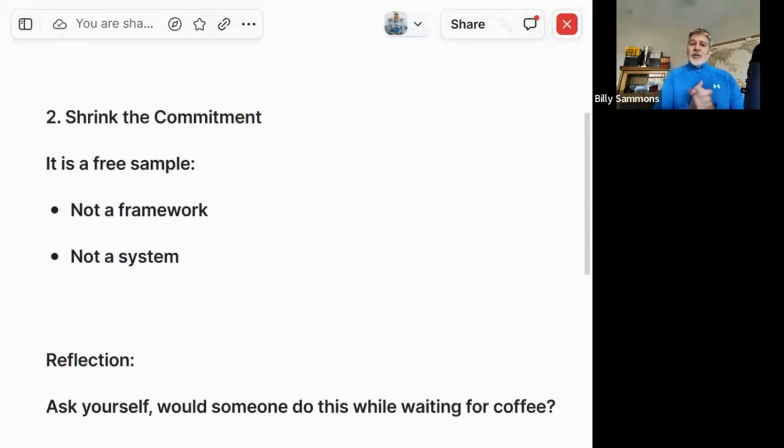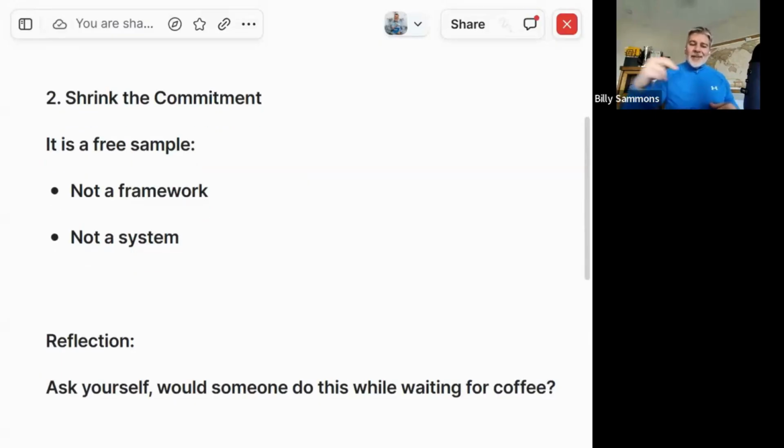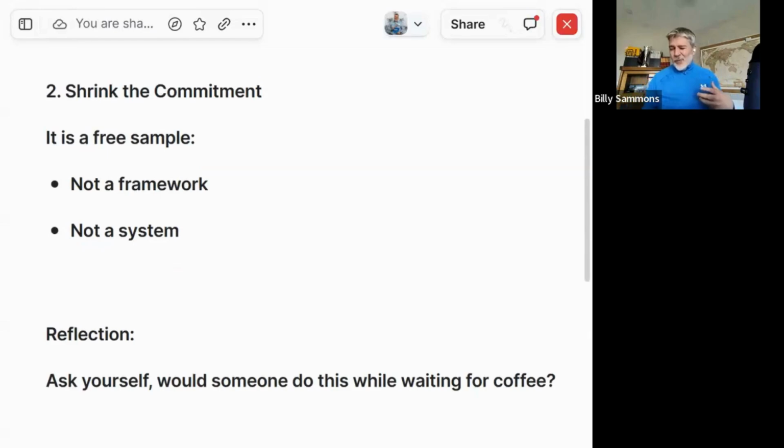Second thing, we're going to shrink the commitment, right? It's a sample. It's a taste. It's not a framework. It's not your whole system. It's not everything all at one time. It's just a little tiny sample size. So we're going to shrink the time frame of your commitment, because your lead magnet might not be working because you're making them take extra steps. You're making them do extra work. You don't want to do that.